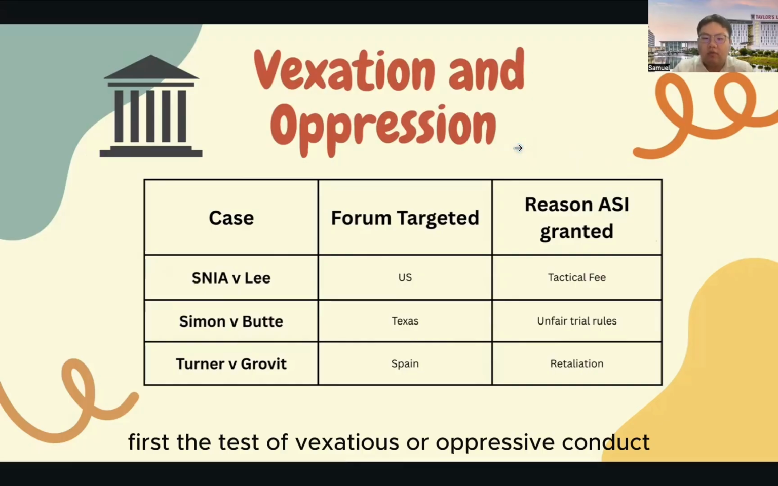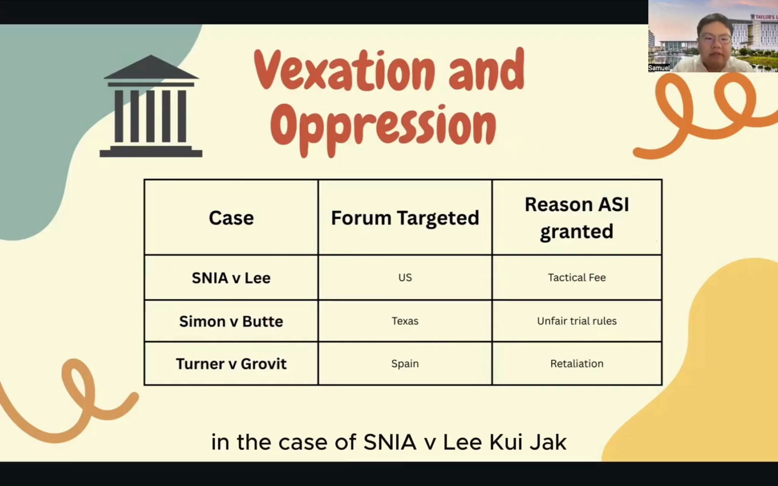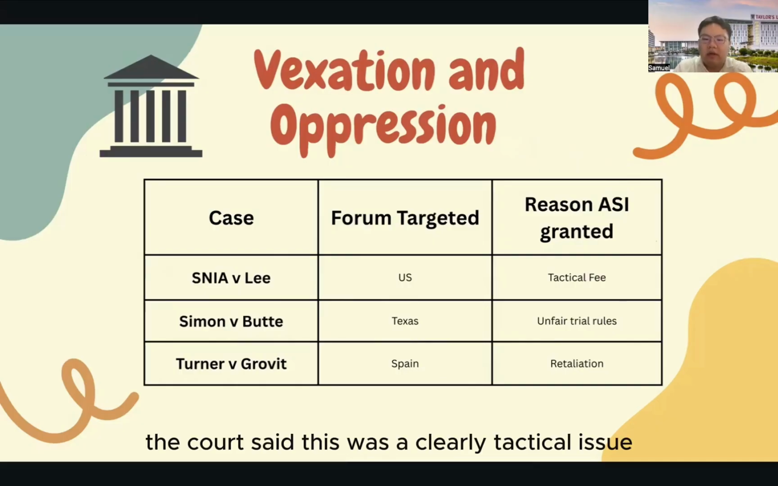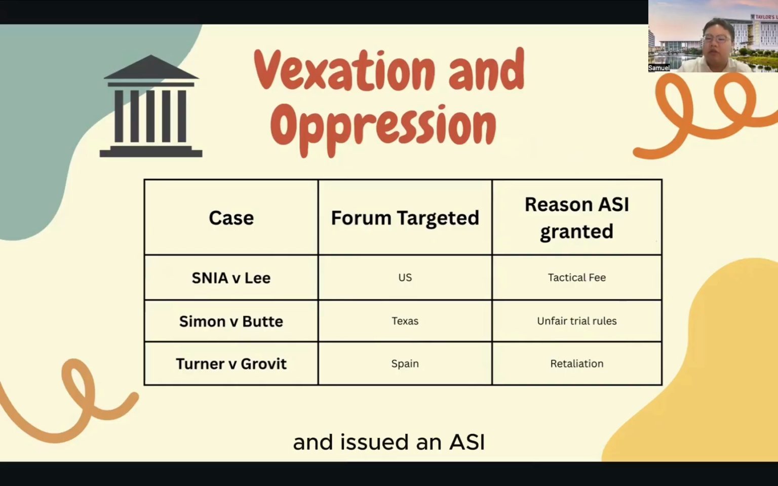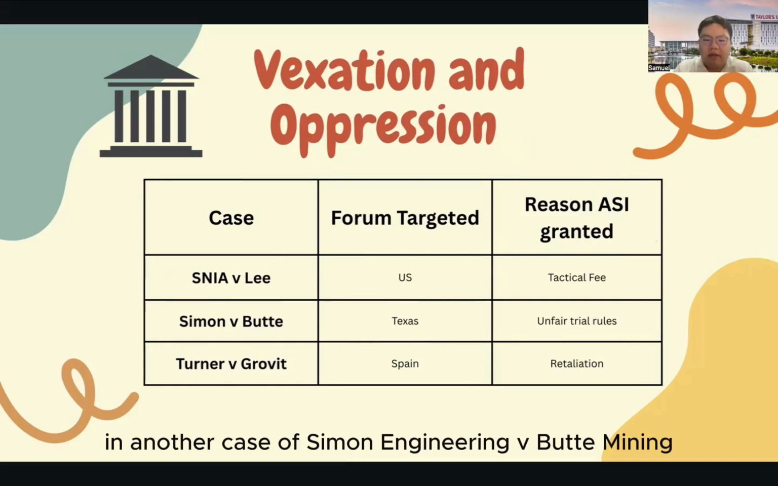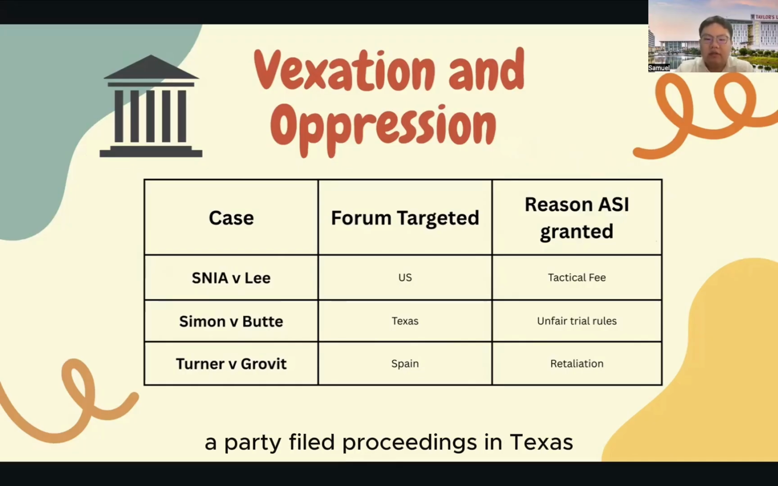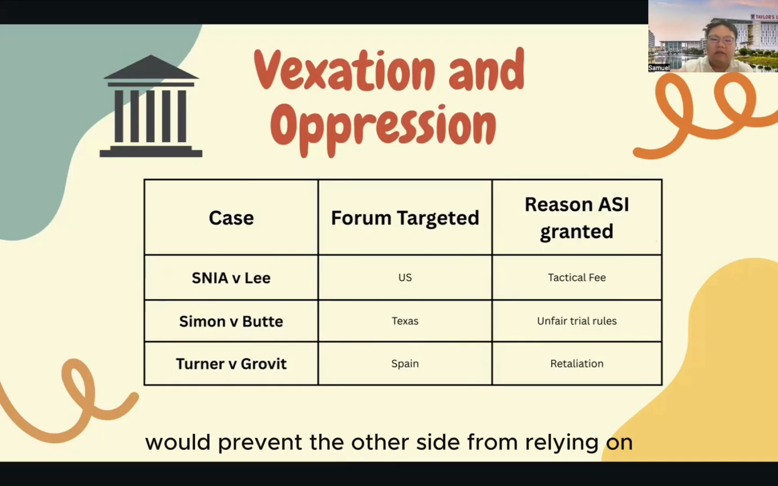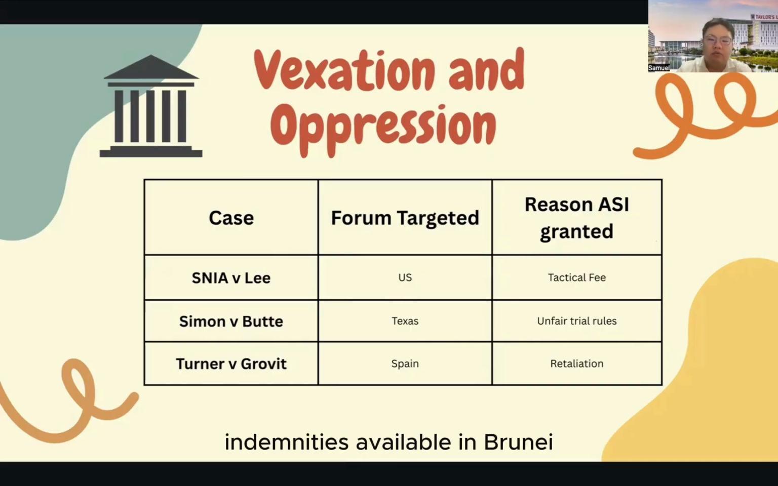First, the test of vexatious or oppressive conduct. In the case of SNIA and Lee Kui Jak, the natural forum was England, but one party tried to sue in the US to take advantage of contingency fees. The court said this was a clearly tactical move and issued an ASI. In another case, Simon Engineering and Buck Mining, a party filed proceedings in Texas. But Texas law would prevent the other side from relying on indemnities available in Brunei, which was the natural forum. Again, the court issued an ASI.